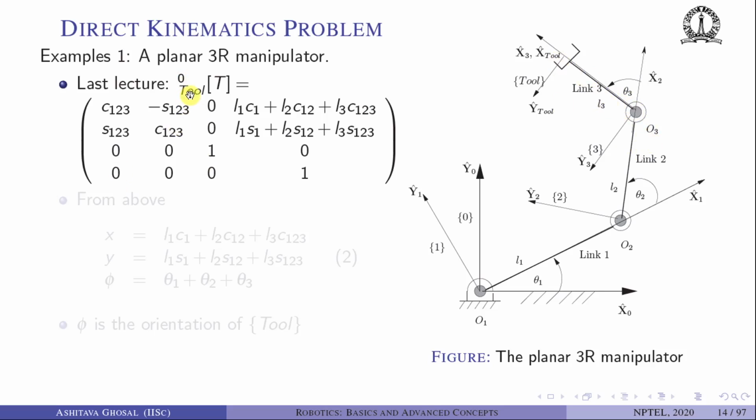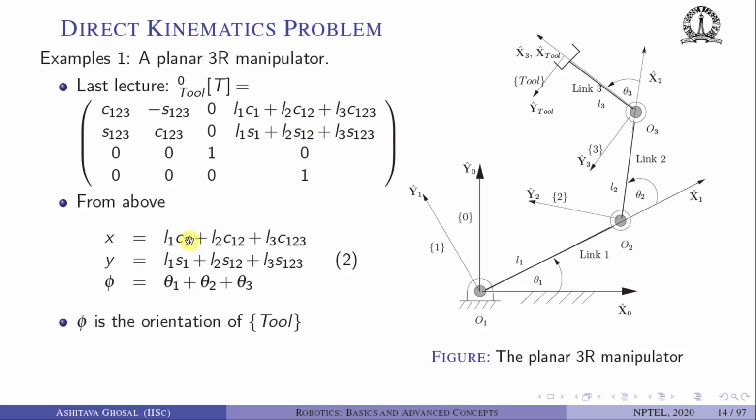So for 0 tool, this transformation, there is a 3 by 3 rotation matrix, and the last column is the position of this point at the middle of the parallel gripper. And the position was given by L1 C1 plus L2 C12 plus L3 C123, that is the x coordinate. C1 here means cosine theta 1, C123 here means cosine of theta 1 plus 2 plus 3, and so on.